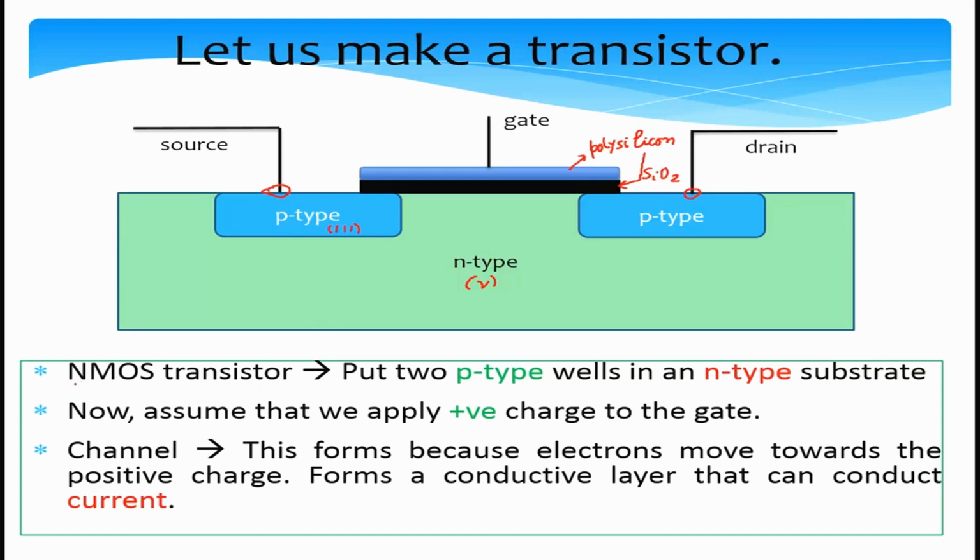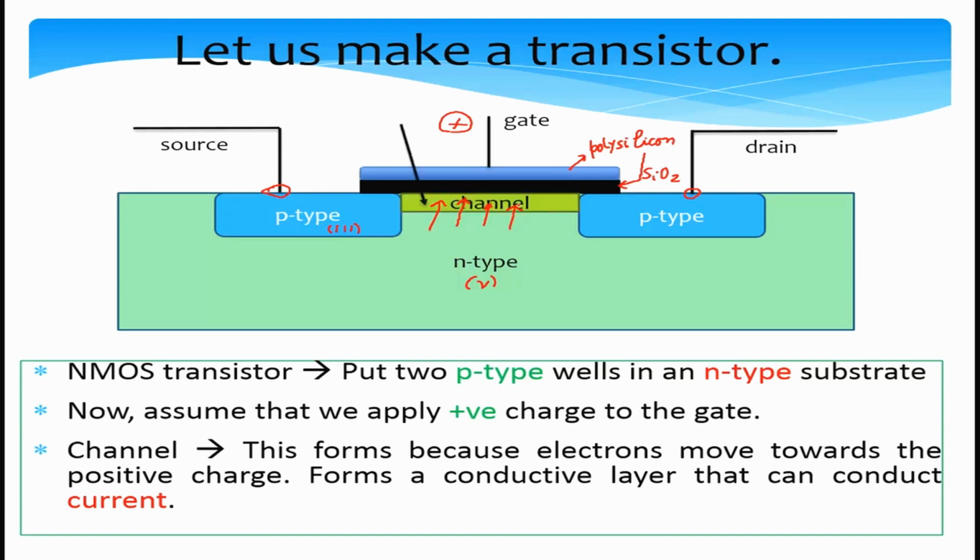So in NMOS, N stands for the negative, the fact that it's an N-type substrate, and so basically the MOS transistor over here, we put two p-type wells in an n-type substrate. So now let us assume that we apply positive charge to the gate. If we apply positive charge to the gate, what will happen? Right, so let's assume that there is positive charge to the gate. So what will happen is that all the electrons will start migrating towards the gate.